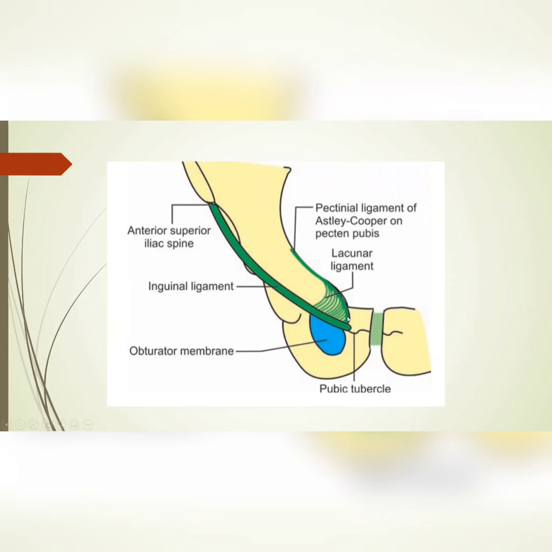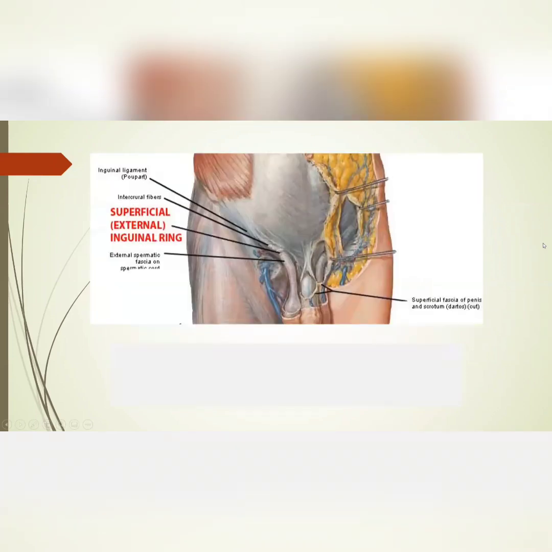Finally, there is one more extension from the lacunar ligament, which is known as the pectineal ligament of Cooper. Pectineal ligament is attached to the pecten pubis. So you have to know each of these modifications of the external oblique aponeurosis. Another modification is the superficial inguinal ring. It's labeled. This is a triangular opening within the aponeurosis.